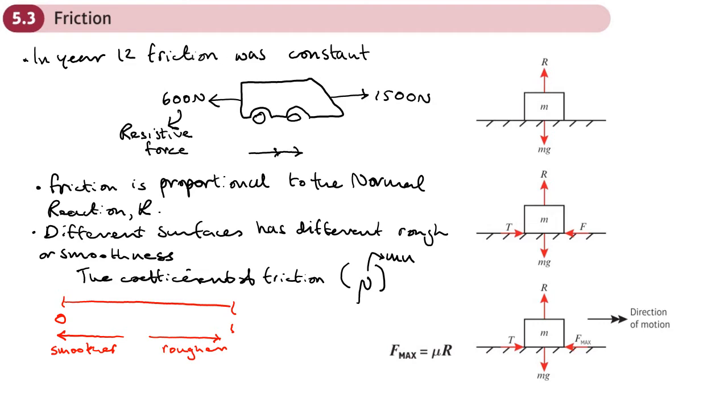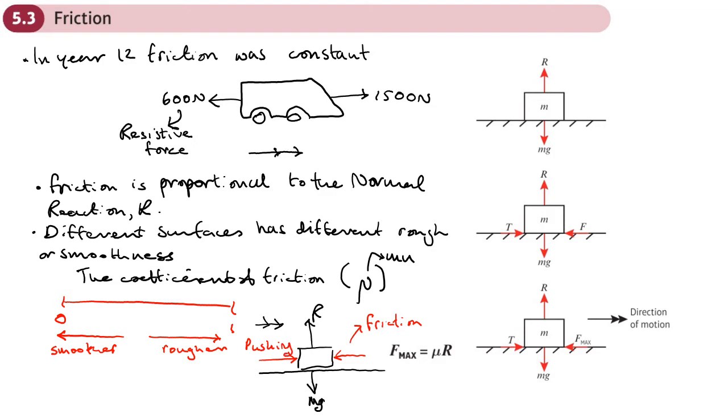And let's say I've got some sort of surface or object on a surface, and I know the normal reaction of it, and I've got mg down there. So, and let's say that it's moving in this direction. If it's moving in that direction, or accelerating that way, the friction is going to push that way. If there's a pushing force going this way.